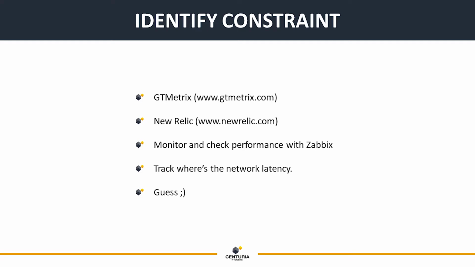When it comes to Magento, to identify the constraints in your system, you can find various tools on the web, like GTmetrix, or you can install New Relic on your server just to check the performance, or monitor and check the performance with Zabbix. As far as I know, we have like 217 monitoring points for every single virtual machine. And then you can track where the network latency is.